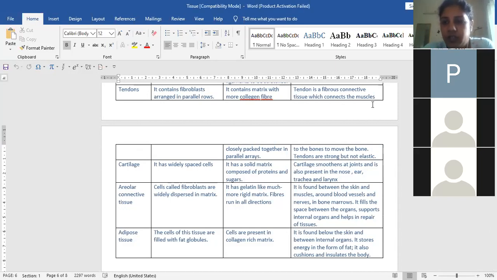All connective tissues. The next part is muscular tissues, muscle cells. Now there are three types of muscle cells present. This is one.